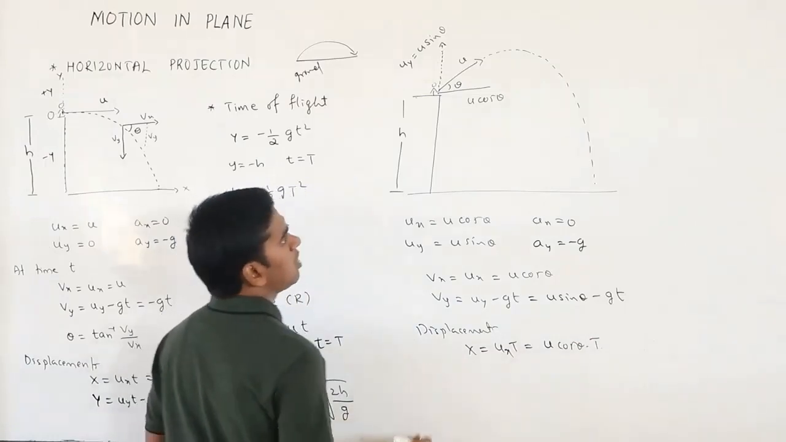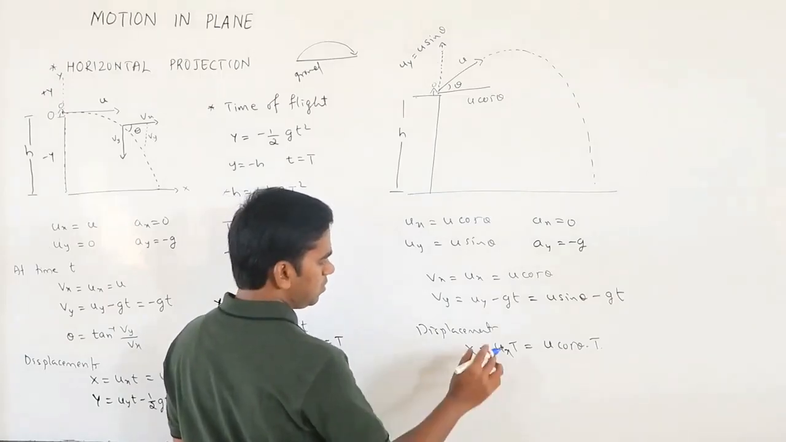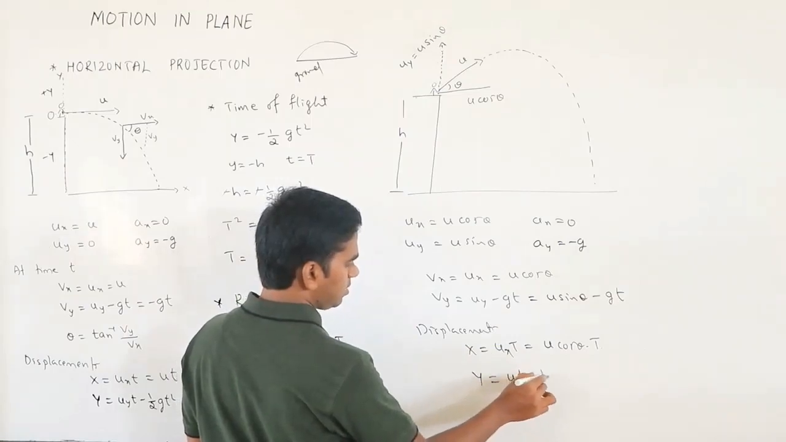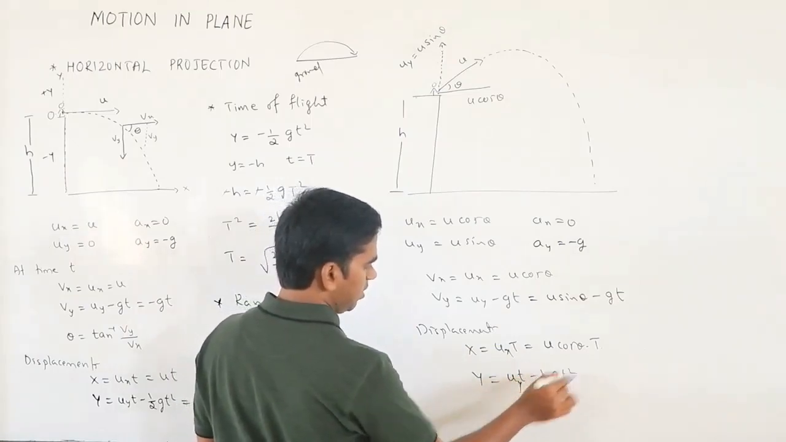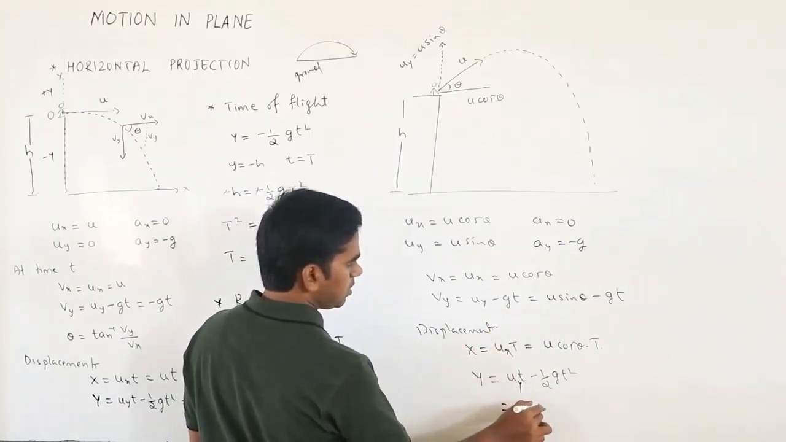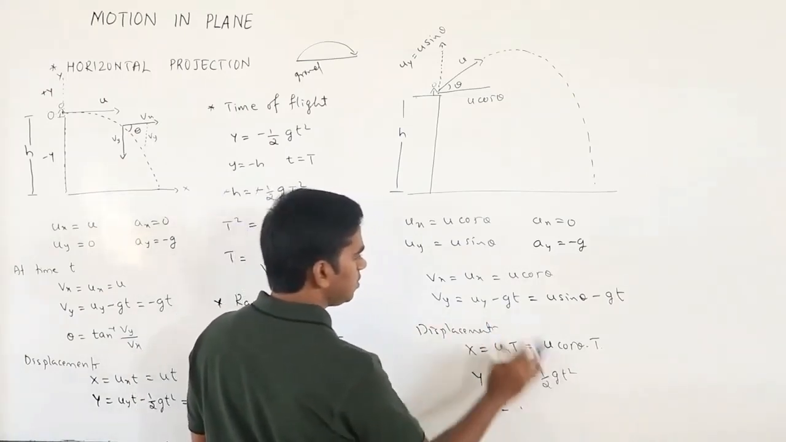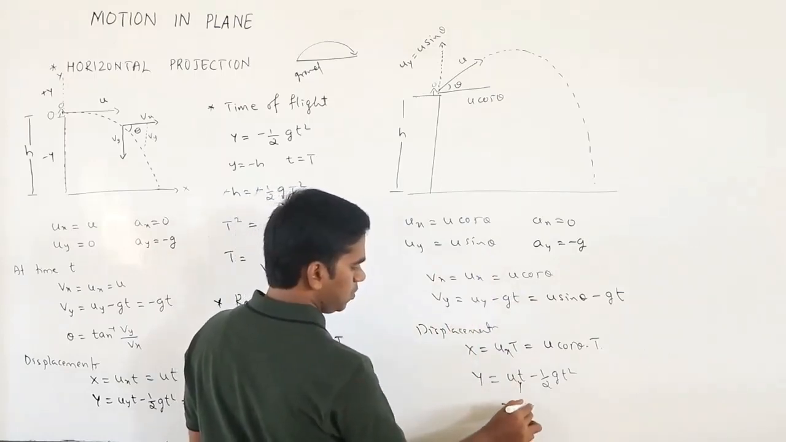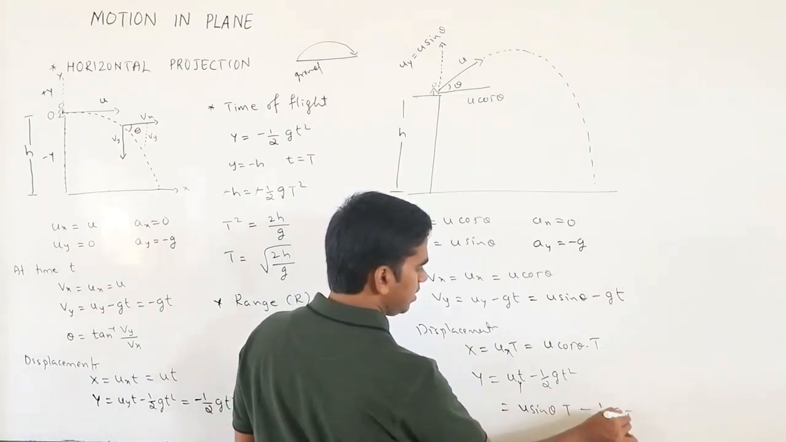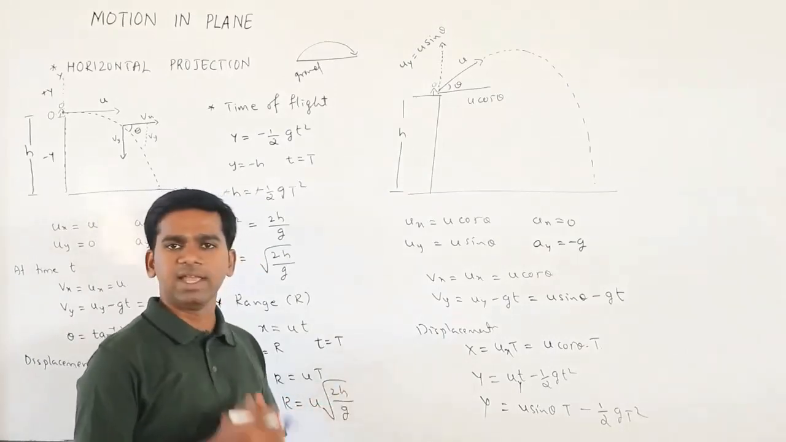Okay. Similarly, what about y? y equals uy t minus half g t square. Okay, so uy is what? Uy is just u sin theta, not vy. So u sin theta into t minus half g t square. This is going to be y. If you know all these things, you can calculate anything.